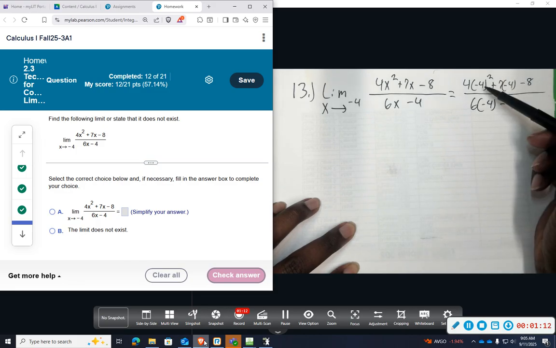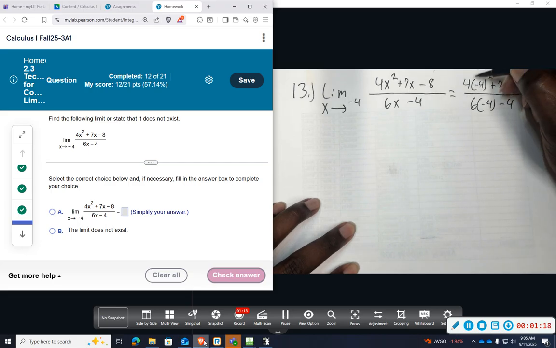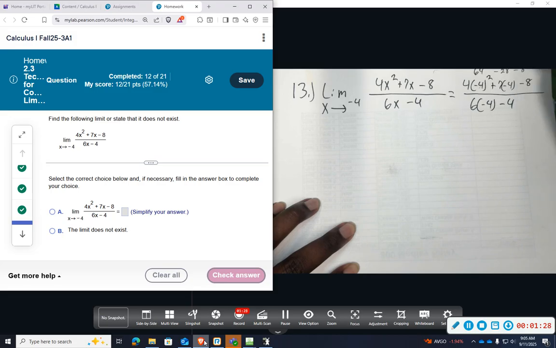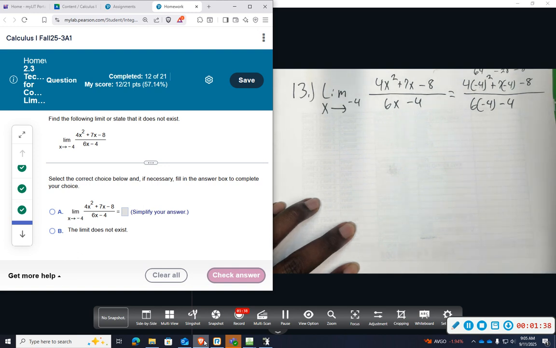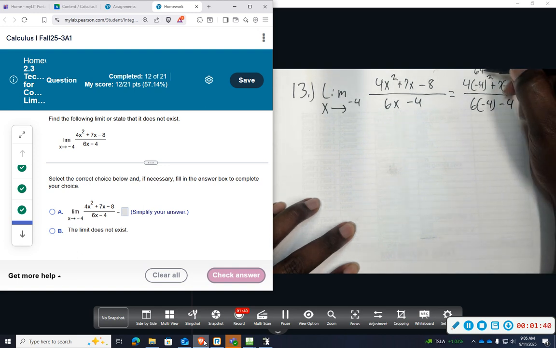Okay, so when we square -4, we get a positive 16. 16 times 4 will give us 64. So this will equal 64 positive. 7 times a -4 will give us a -28. And then we will subtract the 8. So I can combine the two negatives, and this will give us a -36. And then if we subtract 36 from 64, that should give us 28.